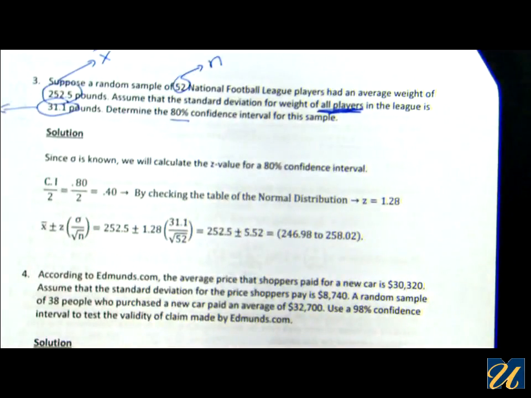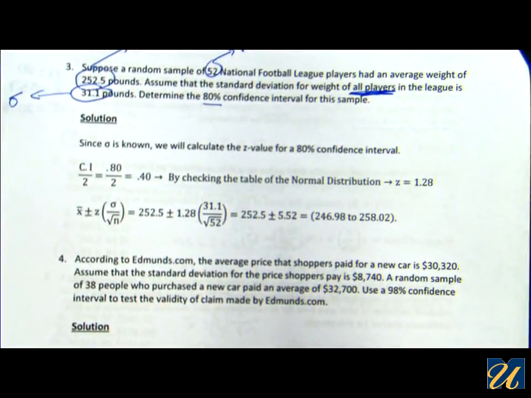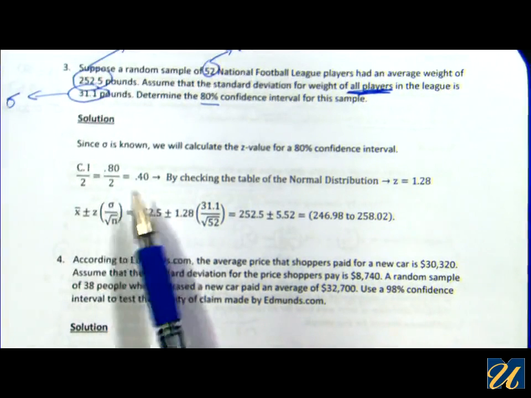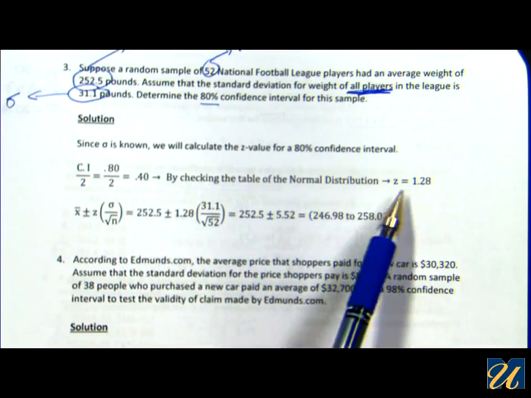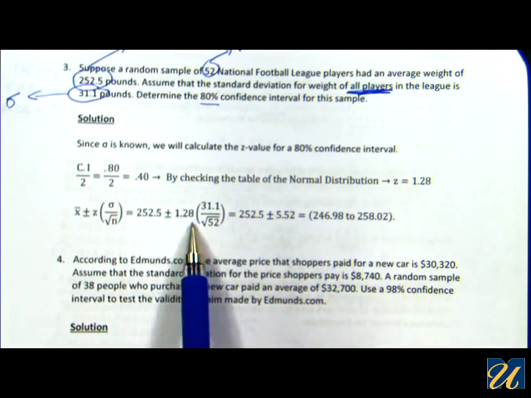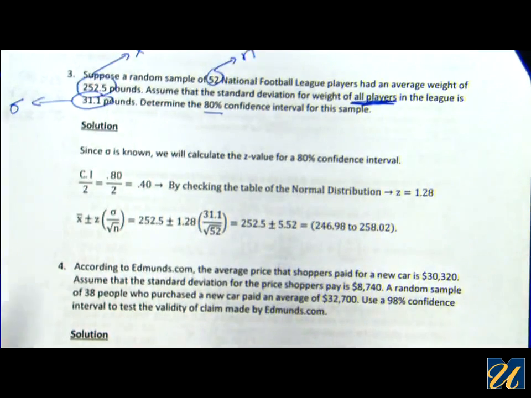Once again, sigma is given. We are case 1. The only thing missing from the formula of the confidence interval is your z-value. So the corresponding z-value for a probability of 0.4000 is 1.28. You plug it in your formula, and this will be the confidence interval that you have.